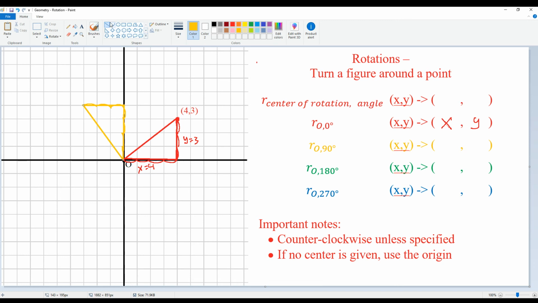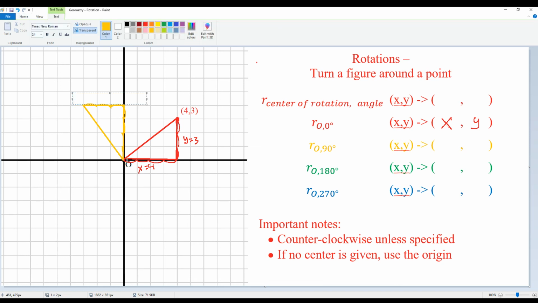So now my new coordinate is up here, but when we count out the coordinate, we're still counting this way. I went 1, 2, 3 in x, but I went negative. So now my new coordinate is -3, and then I went up, up 4. So (-3, 4).